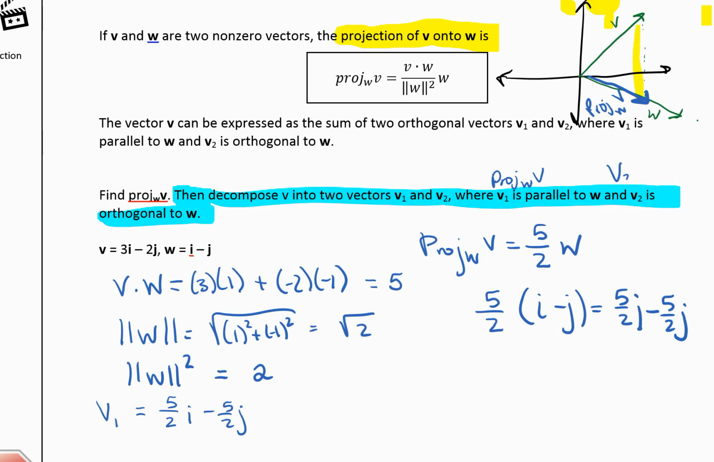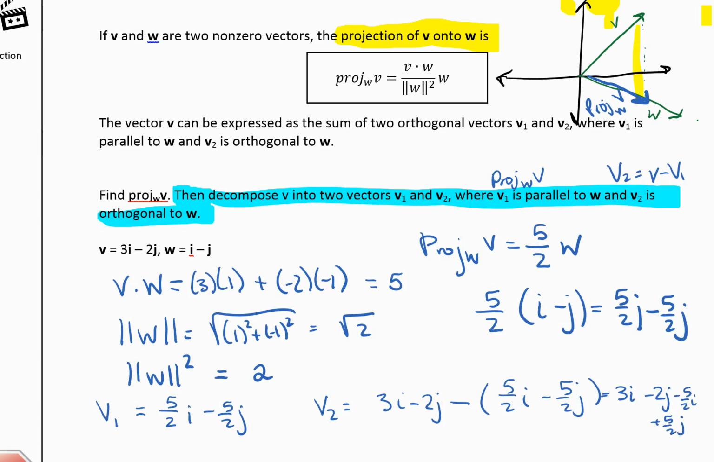And your V2 is going to be equal to V minus V1. So V2 here, you take our V, 3I minus 2J, and subtract 5 halves I minus 5 halves J. So this would be 3I minus 2J minus 5 halves I plus 5 halves J.